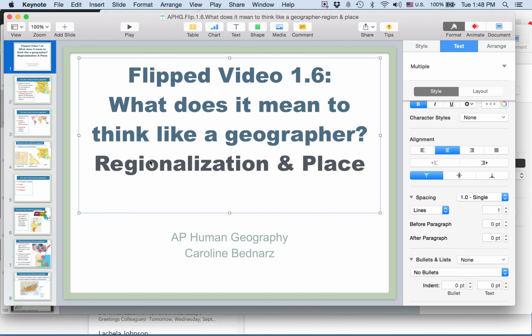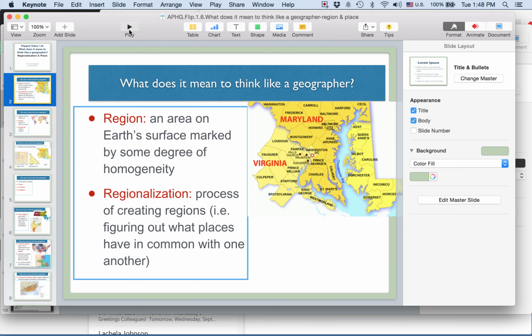We're continuing our analysis of what it means to think like a geographer. And we're actually going to look at two separate lenses today because they're very interrelated and interconnected. We're going to be looking at regions and place, and regionalization in place. So let's start off with regions.